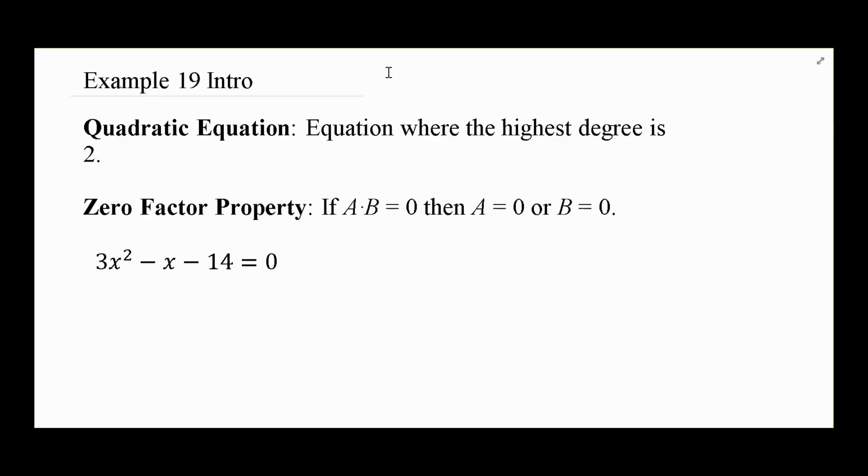And the zero factor property is just a property about numbers that says if I'm multiplying two numbers together that equals 0, then one of the numbers better be 0. So in terms of solving quadratic equations, what we're going to do is we're going to factor. We're going to factor the quadratic until it's two things being multiplied together. And of those two things multiplied together that are equal to 0, one of them better be 0. And that's how we're going to solve a quadratic equation.